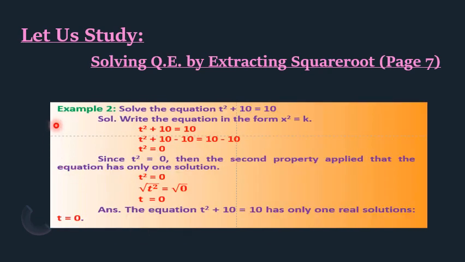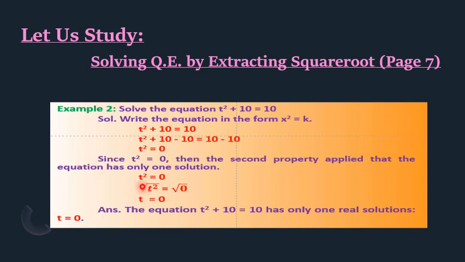Now, let's move on to example number 2. Solve the equation t squared plus 10 is equals to 10. So, let's solve this. t squared plus 10. We deduct 10 on both sides. So, t squared is equals to 0. So, since t squared is equals to 0, then the second property applies: the equation has only one solution.